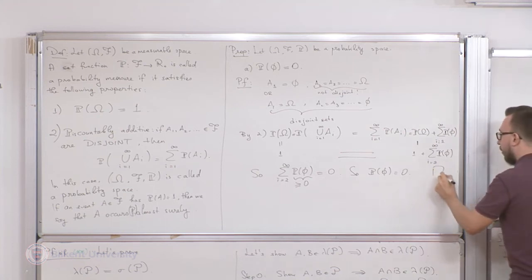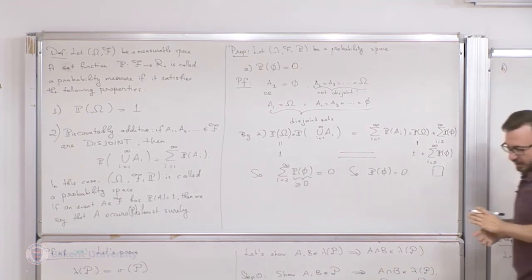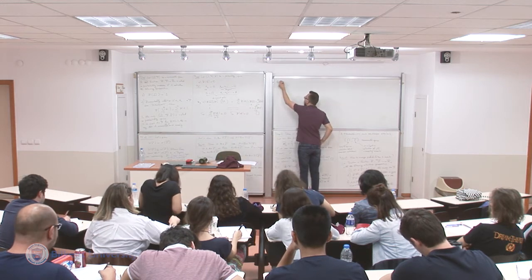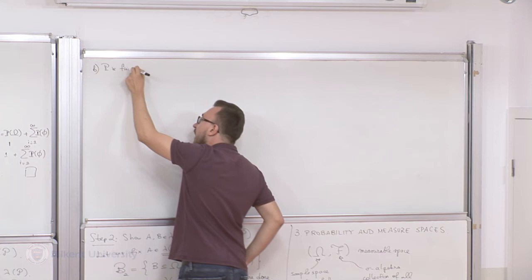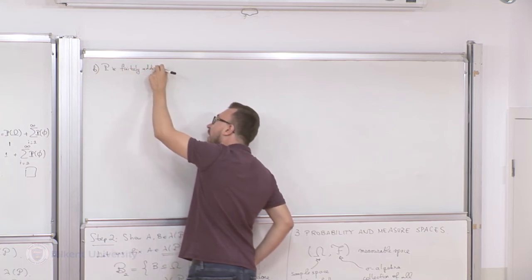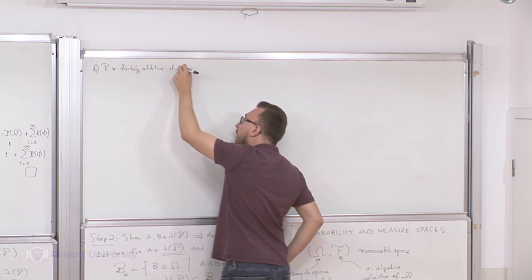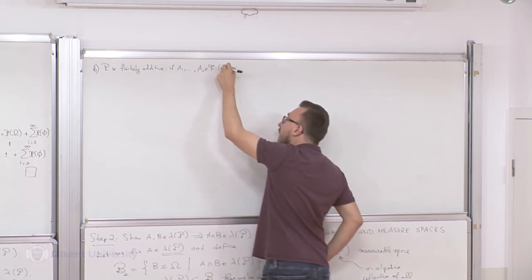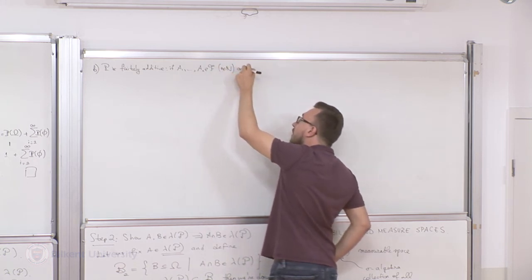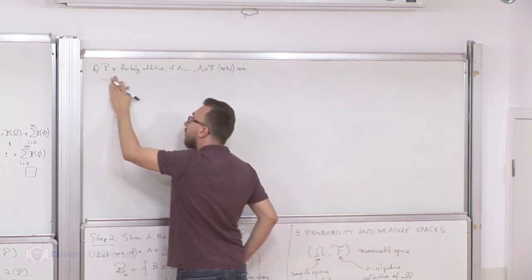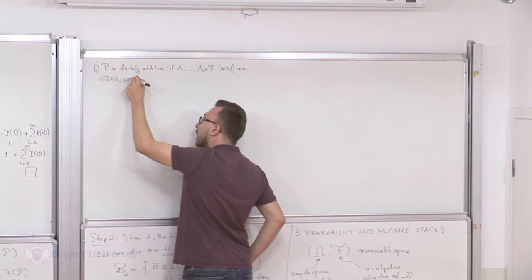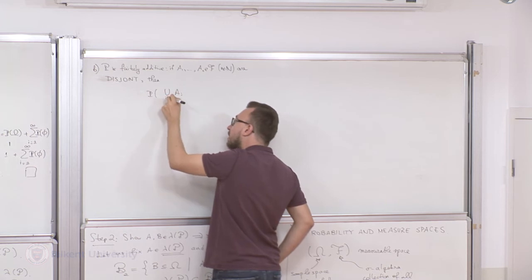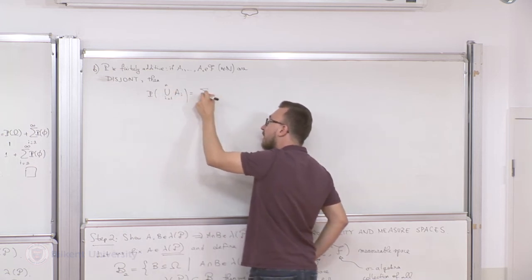That's number 1, or part A. Part B. Finite additivity. Okay, P is finitely additive, meaning that if A1 to AN are in F, with N being a finite number, are disjoint sets. Let me write it in capital. Then the probability of the union from 1 to n is the sum of the probabilities.